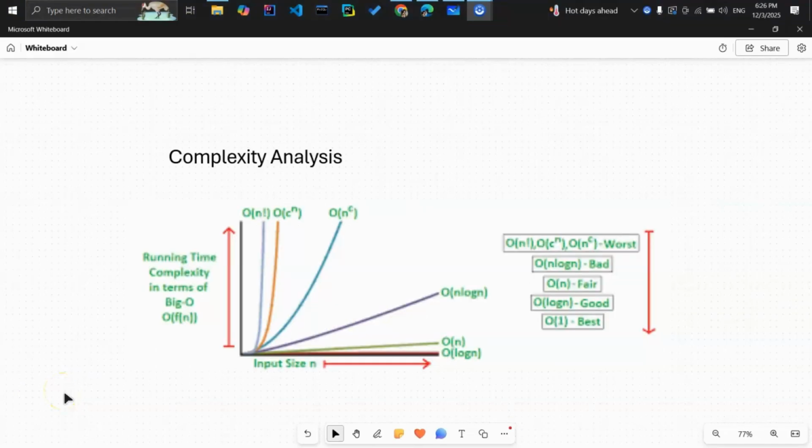Next, move on to complexity analysis, right? What is the complexity analysis? Complexity analysis means measuring how the running time or space of an algorithm changes as the input size increases, right? And it's independent of machine, language or compiler, right? It helps us compare different algorithms to see which one is more efficient, right?